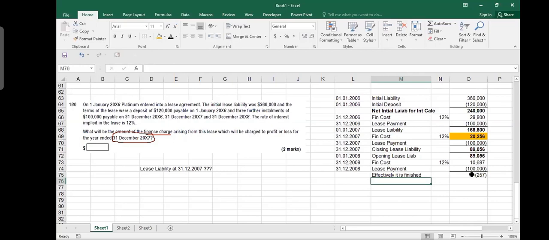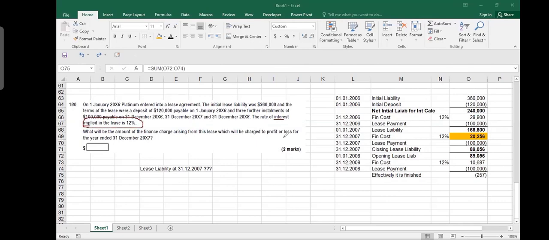This 257 has just come in with some rounding, because they told us 360,000 straight. So when you make this table, in the last year you should actually be getting a 0. But sometimes we don't get 0, because there is some rounding off difference. So why has it happened? This is what you call the effect of the implicit interest rate. They use the words implicit interest rate: the rate of interest implicit in the lease.